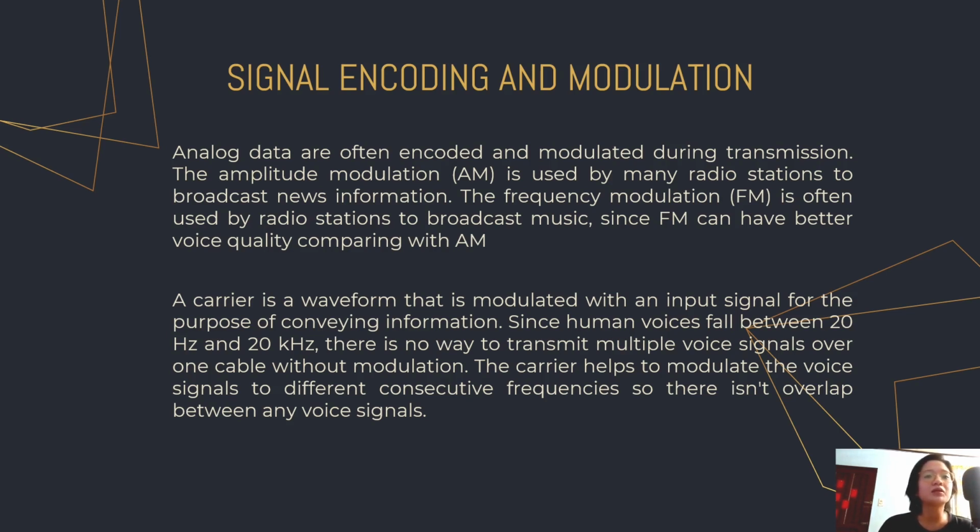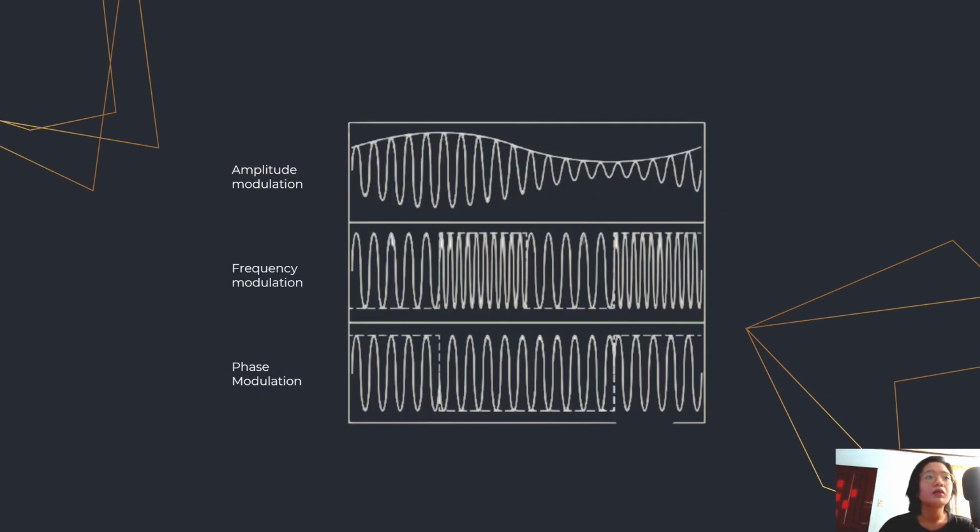A carrier is a waveform that is modulated with an input signal for the purpose of conveying information. Since human voices fall between 20 Hz and 20 kHz, there is no way to transmit multiple voice signals over one cable without modulation. The carrier helps to modulate the voice signals to different consecutive frequencies so there isn't overlap between any voice signals. So here is an example wave of amplitude modulation, or AM, frequency modulation, or FM, and then phase modulation, or PM.